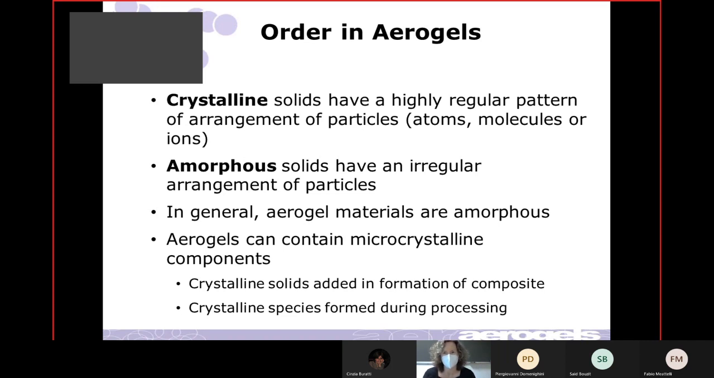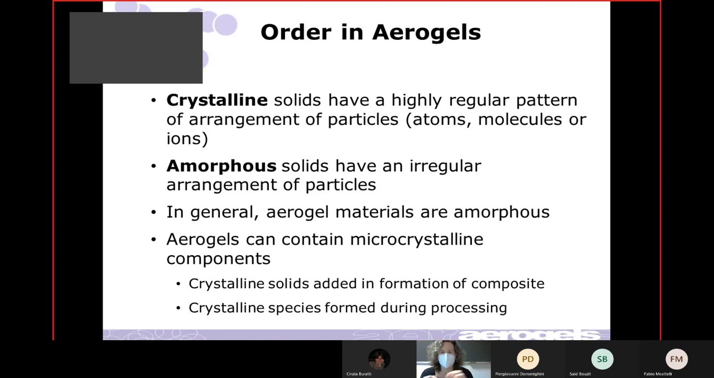Amorphous is the opposite of crystalline. Amorphous solids have an irregular arrangement of particles. And a typical example of an amorphous solid would be glass. So glass is made of silica, but it's not crystalline silica. The silica species within the glass are not arranged in a highly regular pattern. On the other hand, if you had the mineral known as quartz, which is also silica, that's a crystalline species of silica. So the silicon-oxygen-silicon bonds are going to be in very regular orientation relative to each other throughout the material.